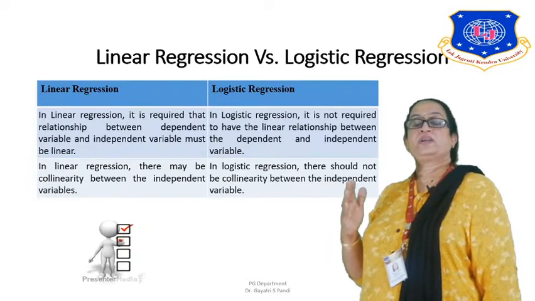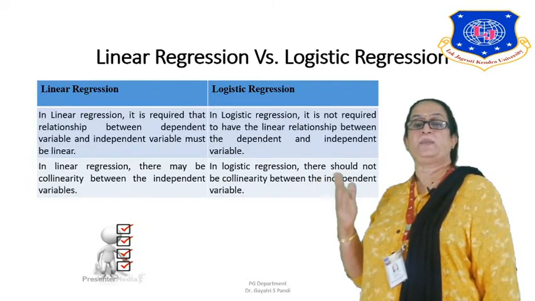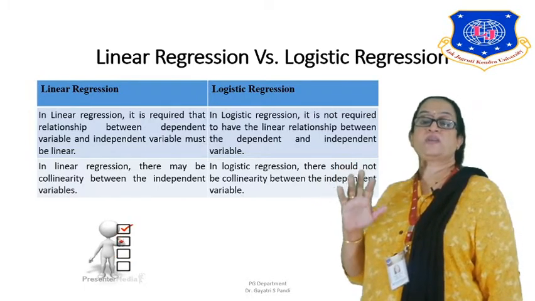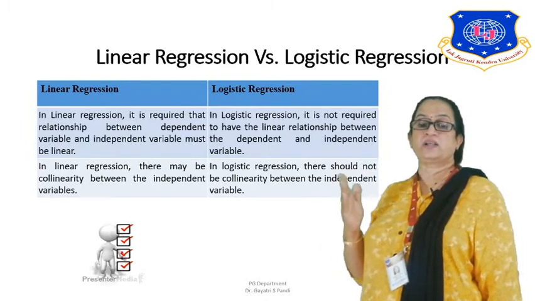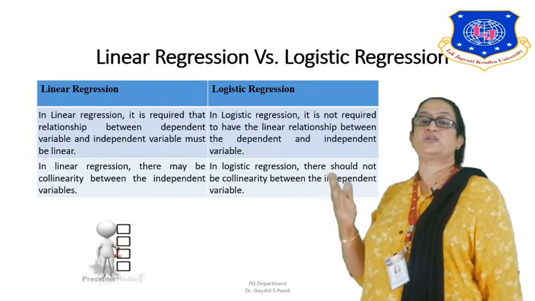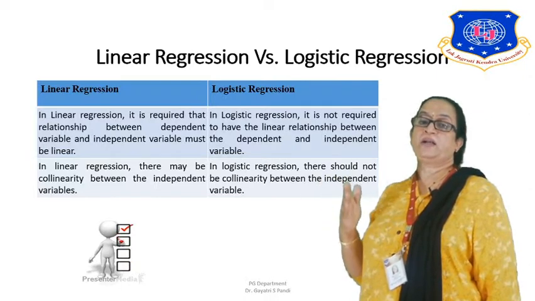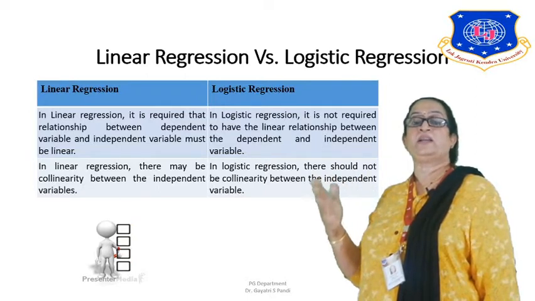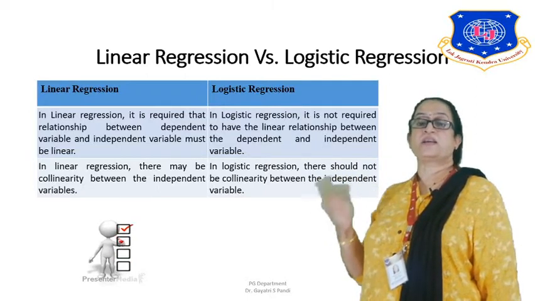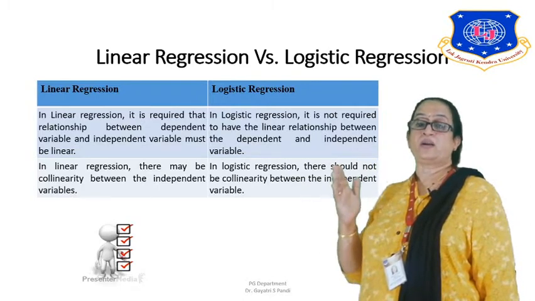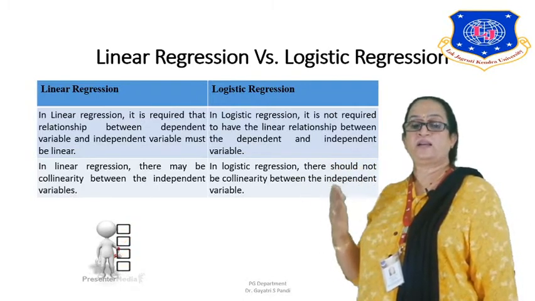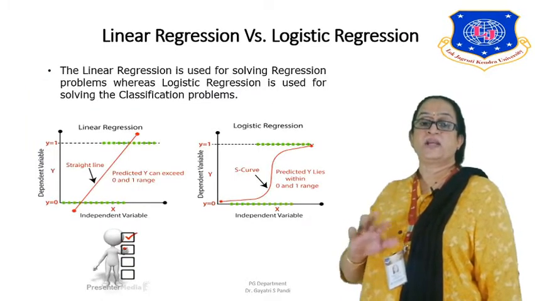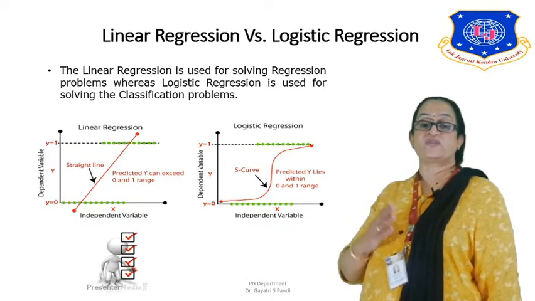So in linear regression it is required that the relationship between the dependent variable and the independent variable must be linear. This is not the case with logistic regression. In logistic regression it is not required to have a linear relationship between the dependent and the independent variable. In linear regression there may be collinearity between the independent variables, but in logistic regression, there should not be any collinearity between the independent variables.